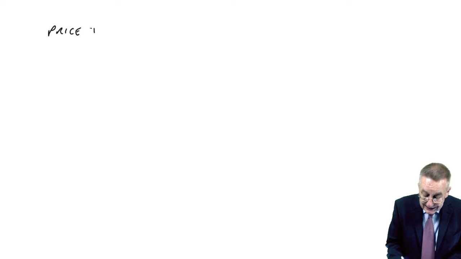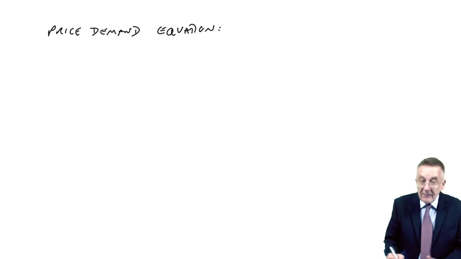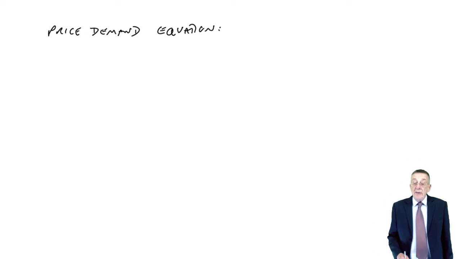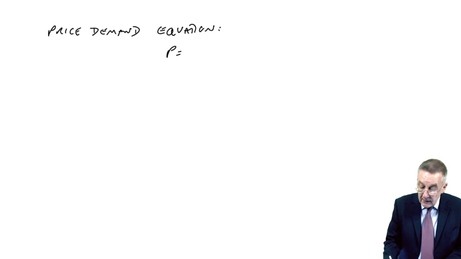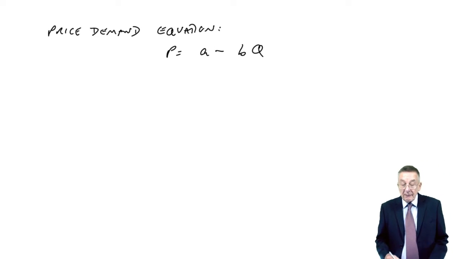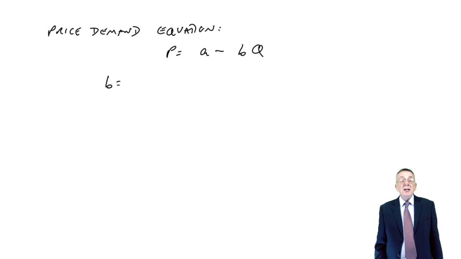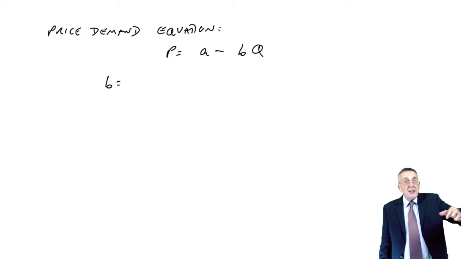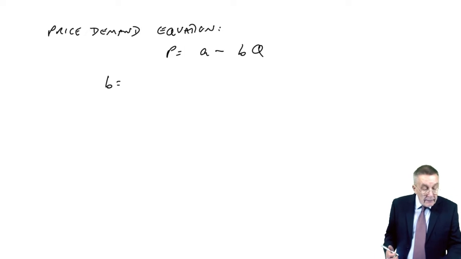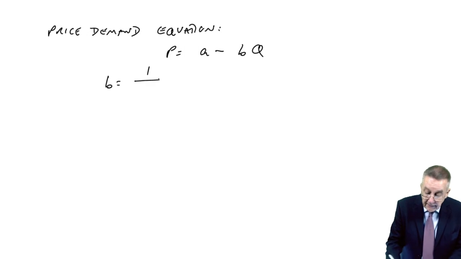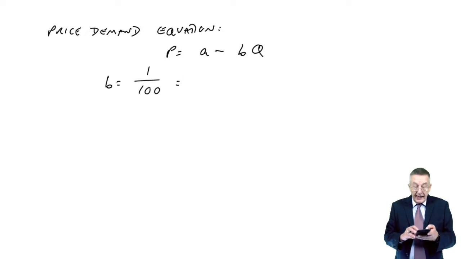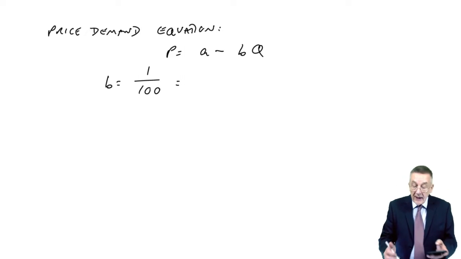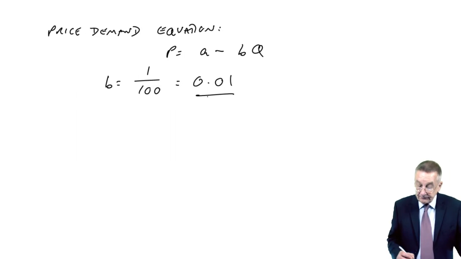The first thing we need is to get the price-demand equation. Same sort of way as we did in the previous example. Remember, the equation is P equals A minus BQ. You've got the formula sheet in the exam. B is the change in selling price divided by the change in demand. Here, a change in selling price of $1 means a change in demand of 100. And so this time, B is 0.01.